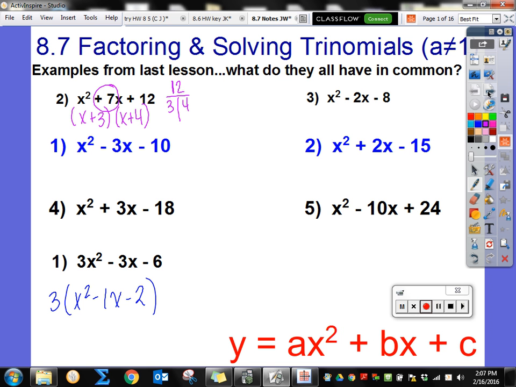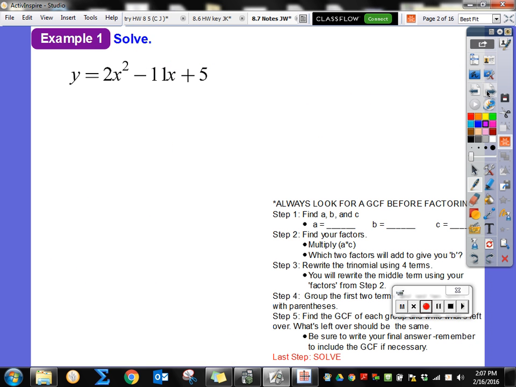Now, let's go to this next page. Now we don't have A equals 1, and we have a y equals. So not only are we going to have to factor this, we're going to have to do what to it? What does the direction say up here? We're going to solve. If there's an equal sign, that is a good indicator that you're going to have to solve this problem. Now, what does y equal whenever we are solving?